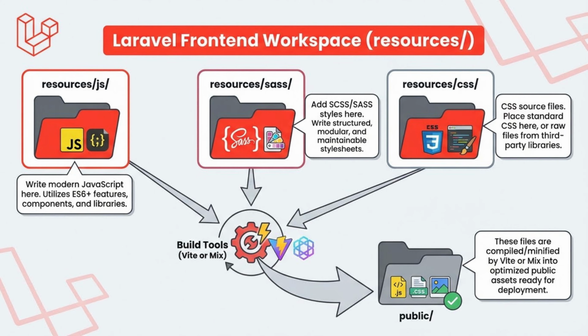All of these front-end sources, whether JavaScript, SCSS, or CSS, then pass through build tools like Vite or, in older Laravel setups, Mix. These tools compile, process, bundle, and minify your files into optimized versions suitable for production. Once the build process is complete, the final compiled assets are placed into the public folder where browsers can access them. This workflow keeps your source code neatly organized while ensuring your production assets are fast, efficient, and ready for deployment.